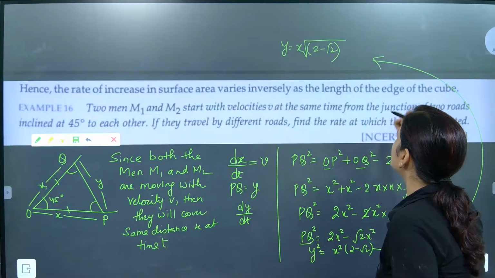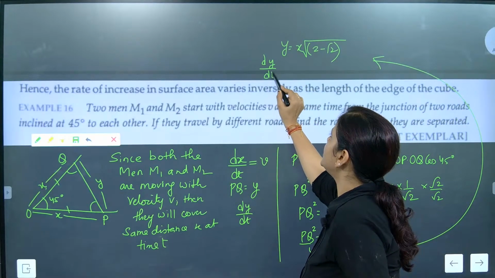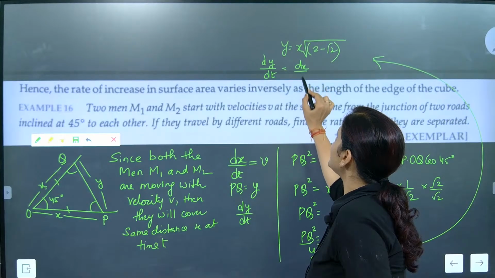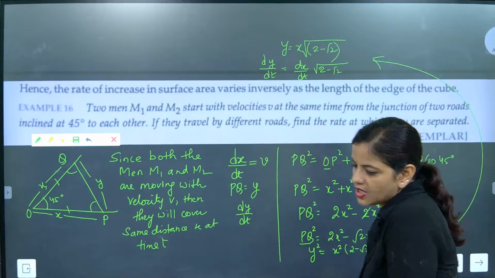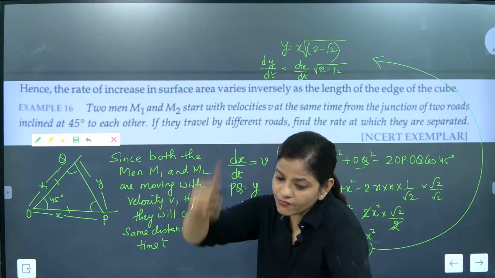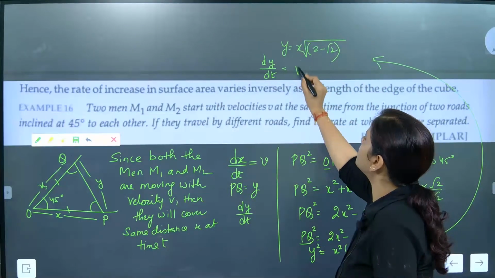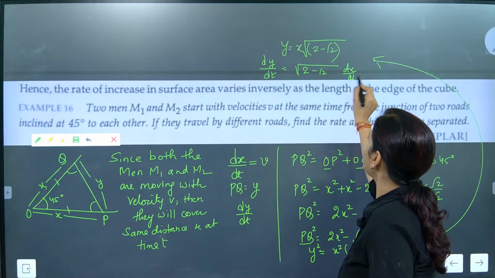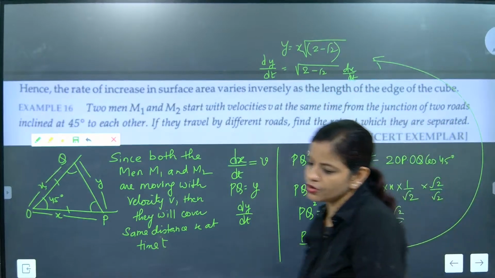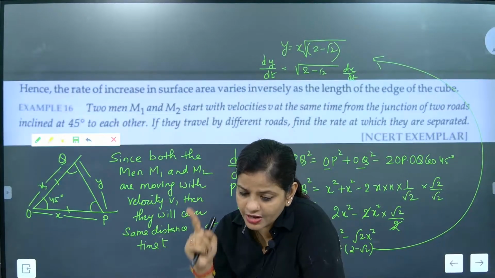Now beta, only one small work we need to do: differentiate. What is the differentiation? dy by dt is equal to dx by dt. The constant will remain, root of 2 minus root 2, as it is. So the constant part will come forward. We cannot write differentiation after it, so it will become root of 2 minus root 2 times dx by dt, and beta, dx by dt is nothing but v.